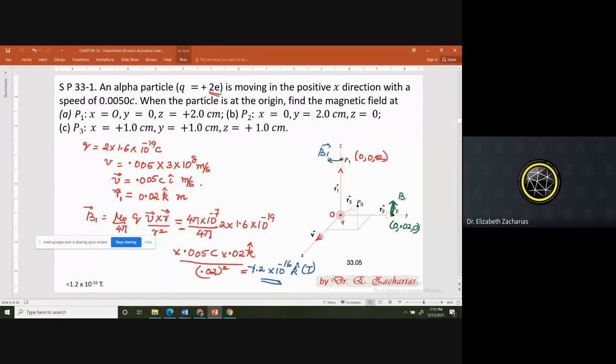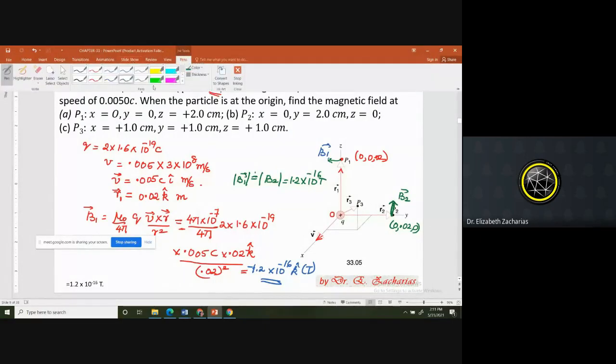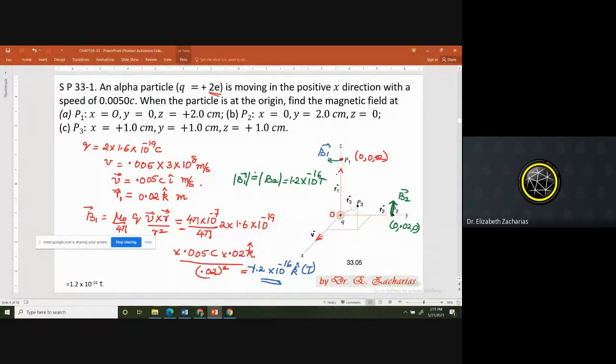This is your B2. And you're going to see that B1 and B2 will have the same value, 1.2 into 10 to the power of minus 16 Tesla. The reason is the numbers are all the same. It's just 2 centimeter, same Q. Only thing is your points were different. Therefore, the cross product will be different. And if you look at this, you are also going to realize that you can actually draw an imaginary circle around the x-axis.